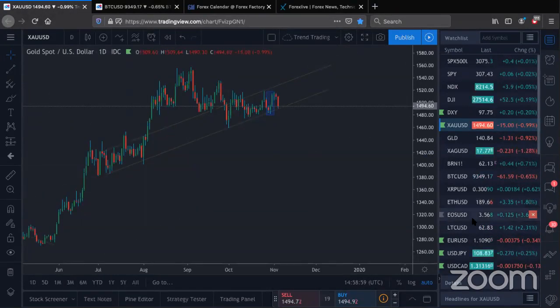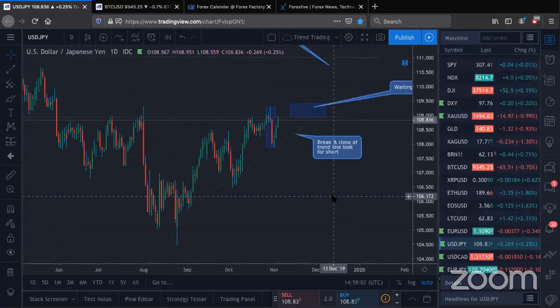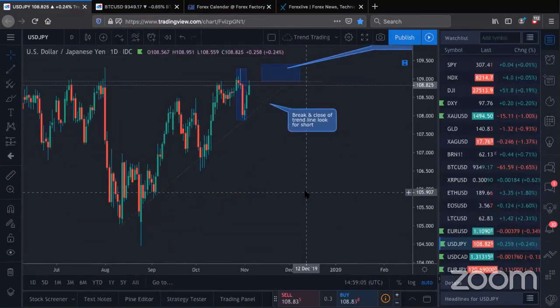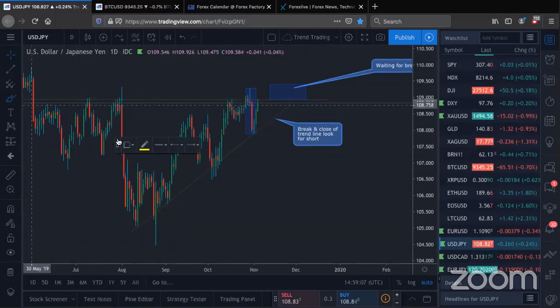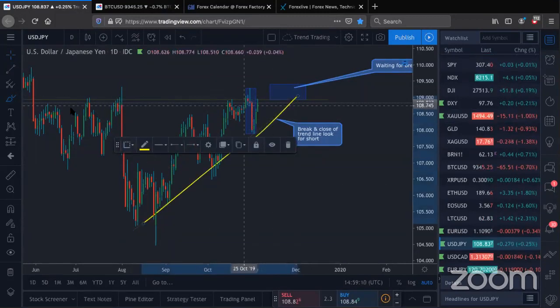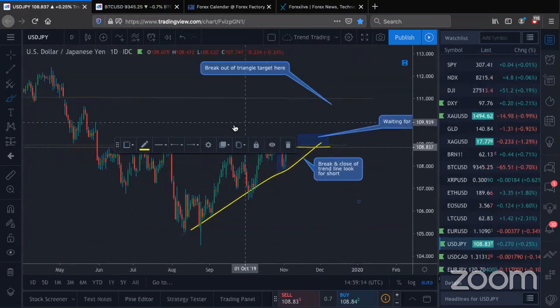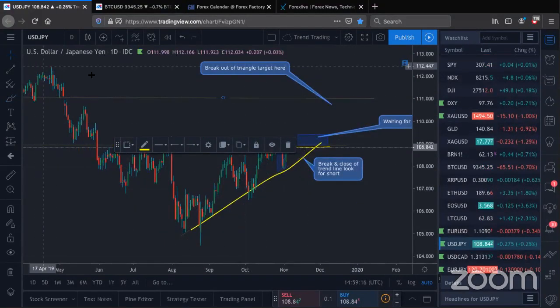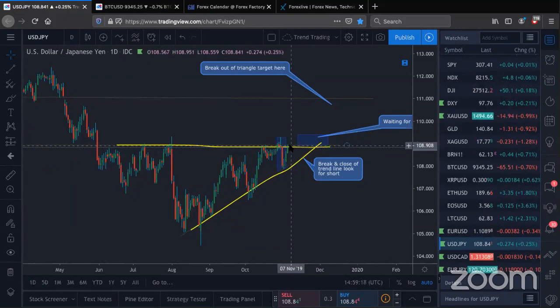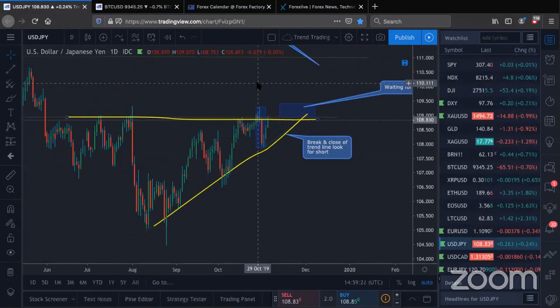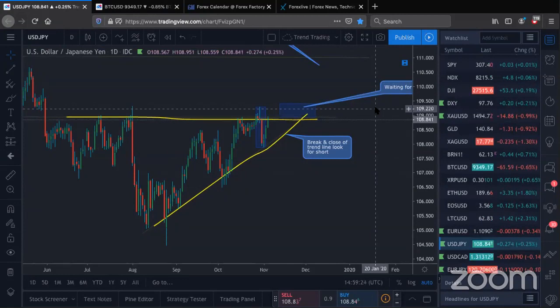All right, let's take a look at the US dollar, Japanese yen. The first thing that comes to my mind when I look at this chart is this triangle. You can see it clearly, and you can see that price right now is testing the upper end of this triangle, looking for a breakout. The dollar seems to be strong today. If it holds in a few minutes, this could actually be a fantastic play.